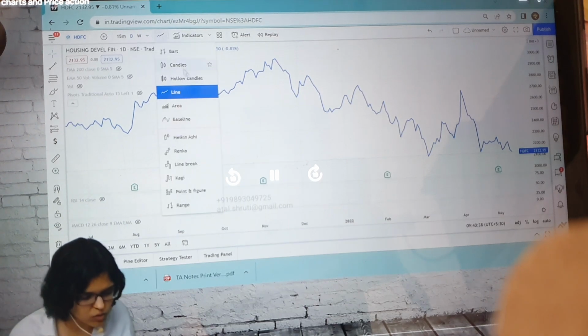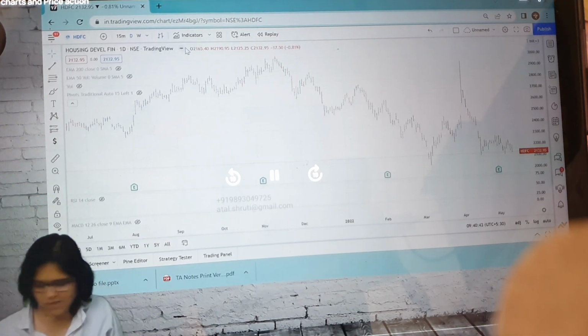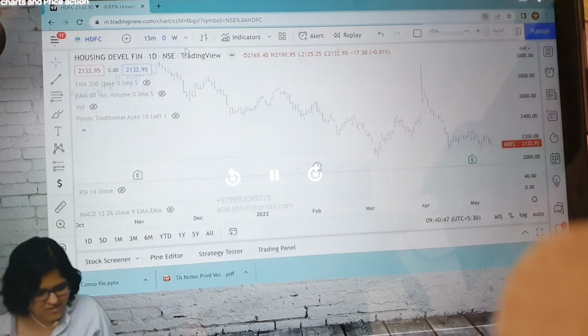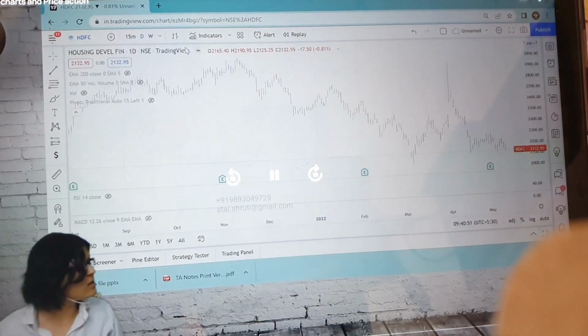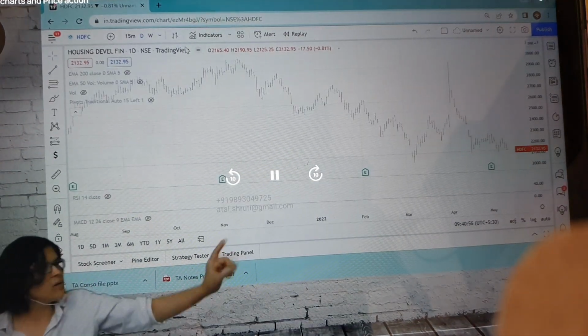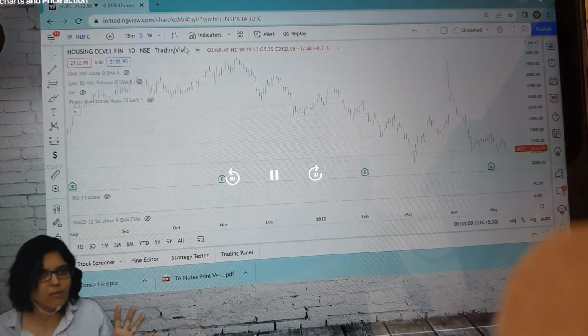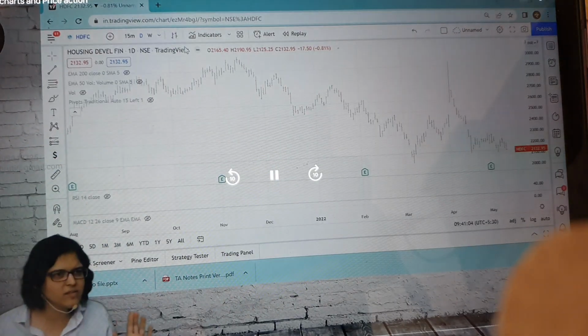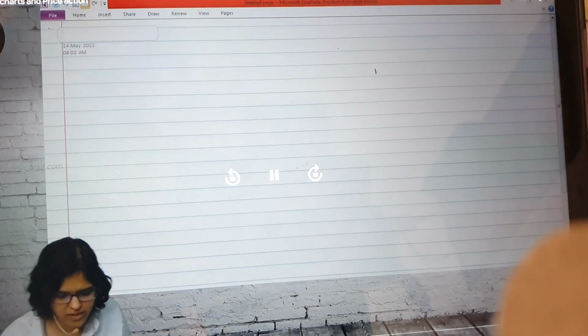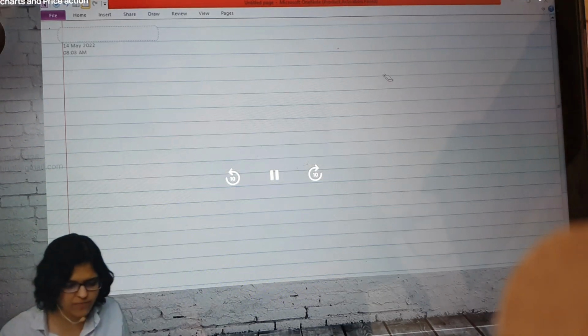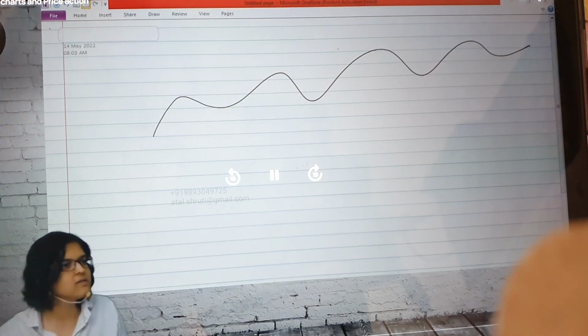Instead of line chart, let us go to a bar chart. It's very light, isn't it? The line chart was easily visible, but don't worry, I'll draw a bar chart for you. This will be very clear. So first, the line chart was something like this: simple, but only the closing price.